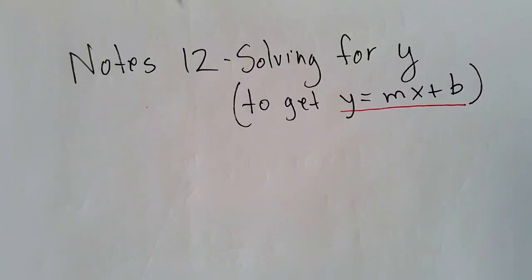Okay, so notes 12, solving for y. And the whole point of solving for y is so that we can get y equals mx plus b. And if you remember what y equals mx plus b is, it's called slope-intercept form. Okay, slope-intercept form. And why do we call it that? For the very obvious reason that you got the slope and the intercept. So you name things according to what they are.